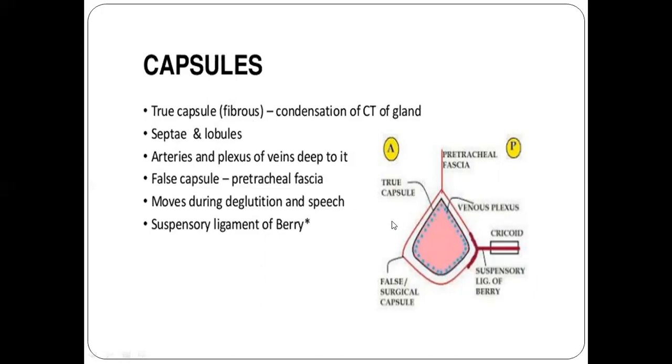Whenever a thyroid swelling occurs, it moves on deglutition because of the pretracheal fascia, which connects the thyroid gland to the larynx and the trachea. It moves during deglutition and speech. The suspensory ligament of Berry is the extension of the pretracheal fascia, which connects it to the cricoid cartilage.